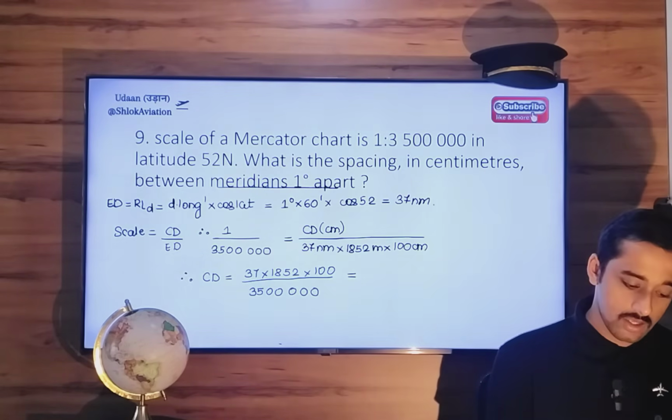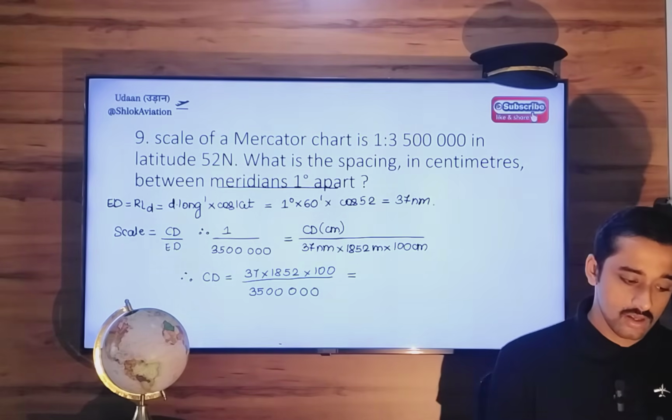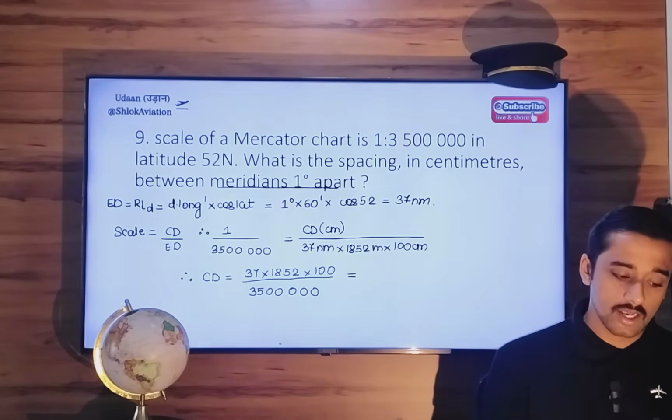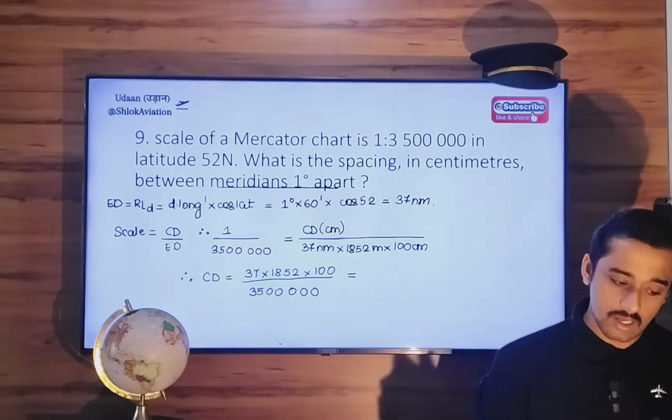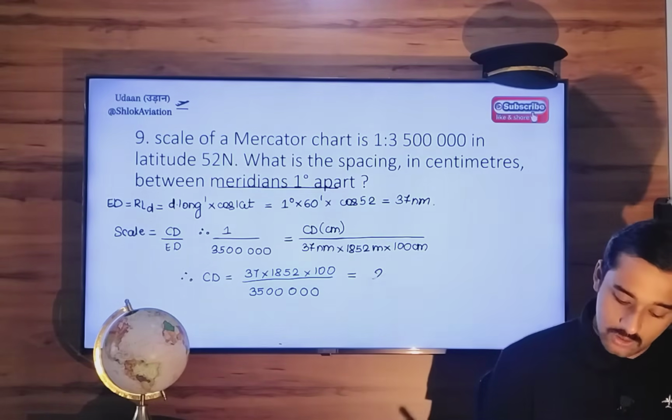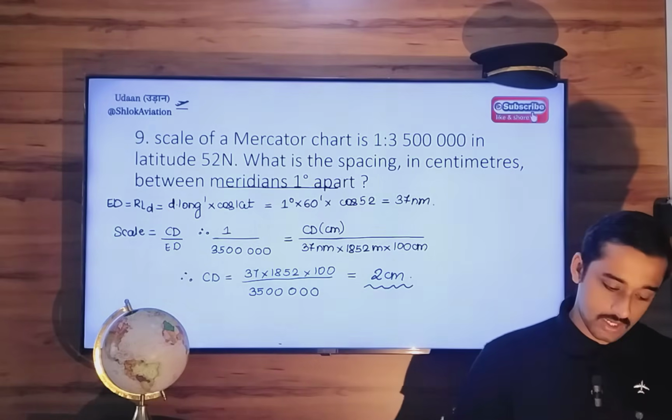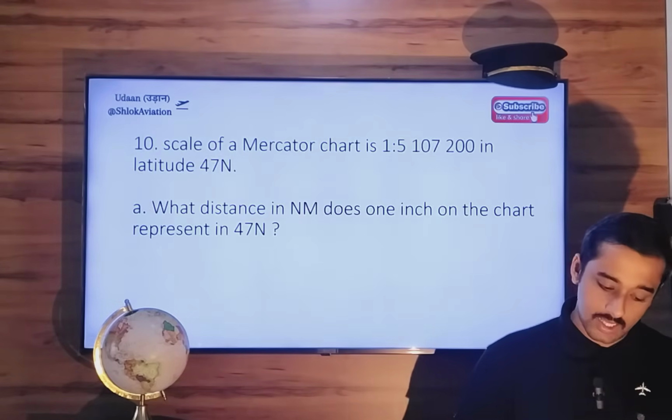So 37 into 1852 into 100 divided by 35,001. That is equal to 1.957 centimeter something. So approximately 2 centimeter. Approximately 2 centimeter. Last question, question number 10.